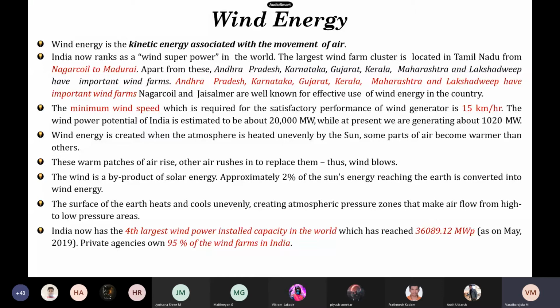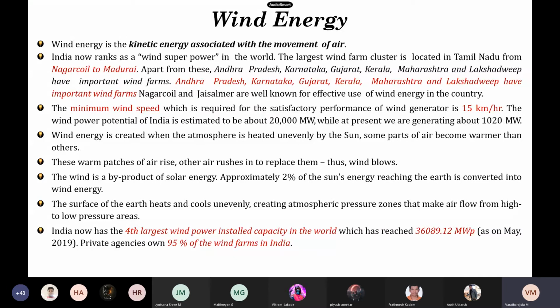Wind energy is created when the atmosphere is heated unevenly by the sun, and some parts of the air become warmer than others. These patches of air rise and other air rushes in to replace them. Thus wind blows, and this is a byproduct of solar energy. Approximately 2% of the sun's energy reaching the earth is converted into wind energy. The surface of the earth heats and cools unevenly, creating atmospheric pressure zones that make air flow from high to lower pressure areas.